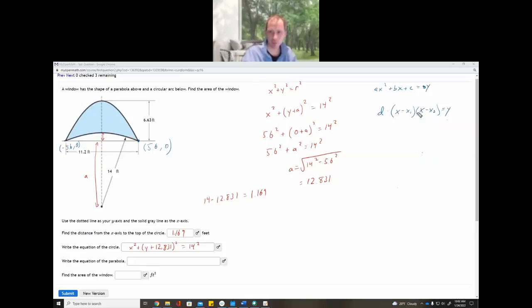So what I'm essentially doing is just writing the factored form of the parabola instead. And since I know what the factors need to be, that's going to be a little bit easier, right? So I have d times x minus 5.6 times x plus 5.6. And I know this point, right? This point is 0, comma 6.63. So what I'm going to do is plug in 0 for x.